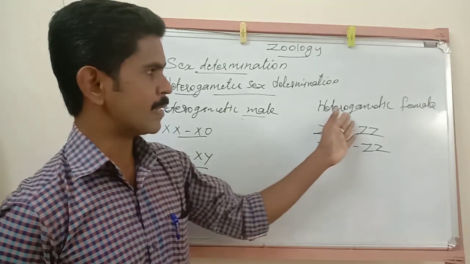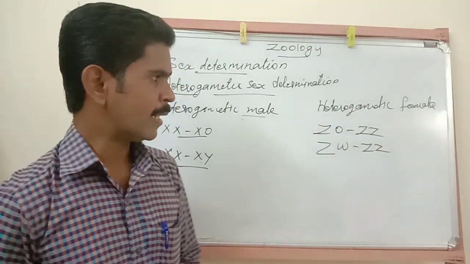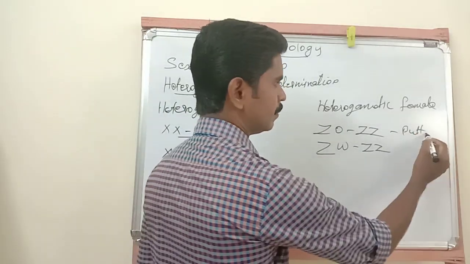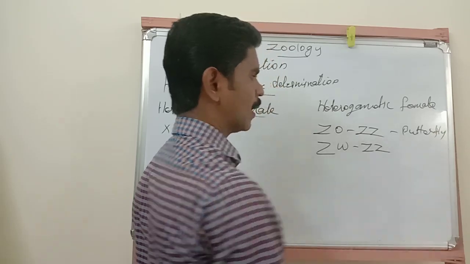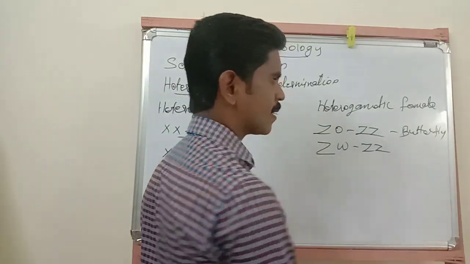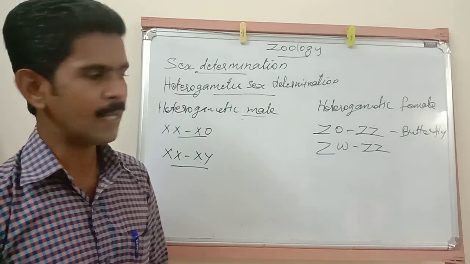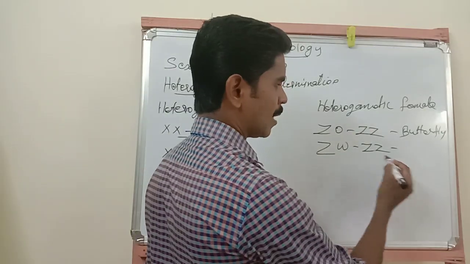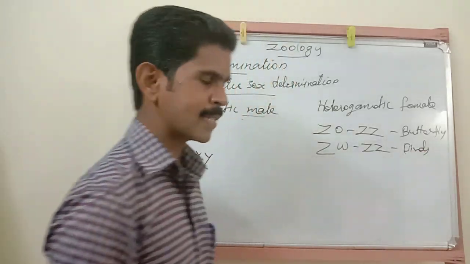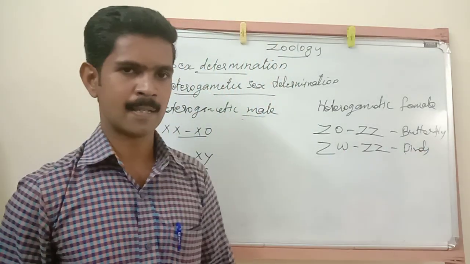Now I will explain heterogametic female. We can see this type of sex determination in butterflies. Understand? Then, another example of this type of sex determination is bats. Bats are an example of this type of sex determination.